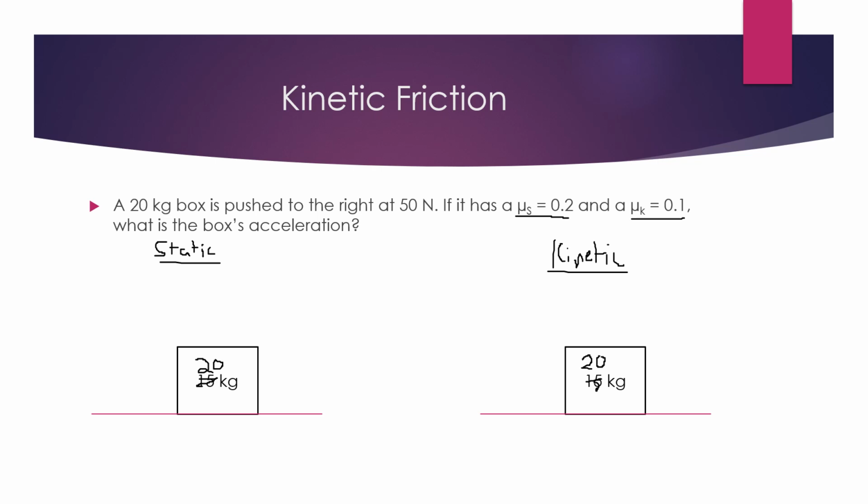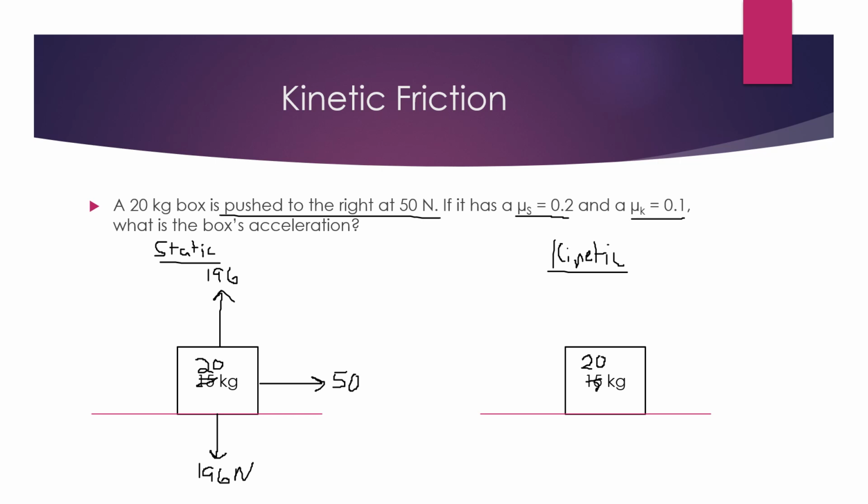Well, let's think about this for just a second. Let's go ahead and get the gravity. We know that gravity is going to be 20 times 9.8, or 196. If that's 196 going down, we know it's going to be 196 going up. Okay, so far so good. And it says it's pushed to the right at 50 newtons.